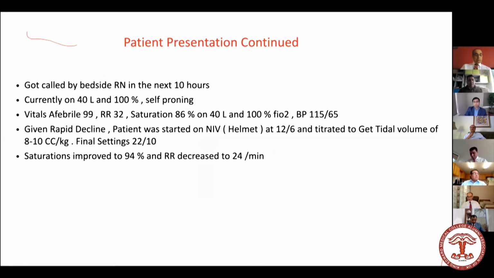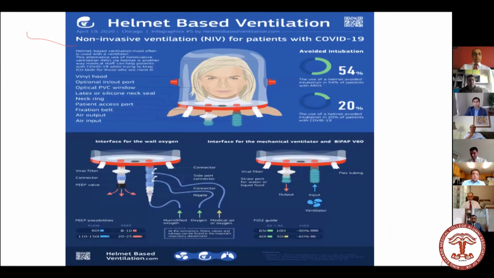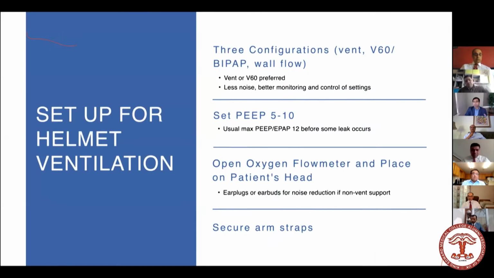Our patient declined on high flow nasal cannula, still was worsening. So we decided to escalate it to helmet ventilation. And again, this was based on our protocol as well. So the helmet is actually manufactured at a place very close to where we are. It's a Venile hood. You have a neck ring, which is silicone. You have in and out ports, and how to use it. So you can use it with ventilator. That's what we do. You can use it with wall oxygen or flow.